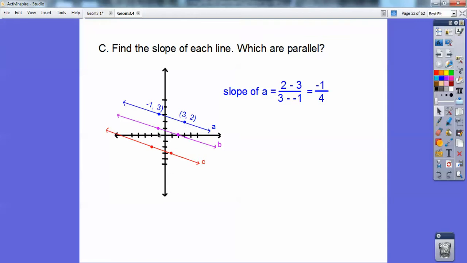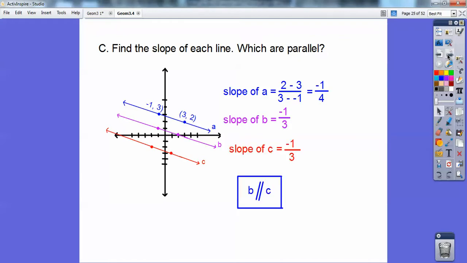I'm going to use that with this one. So this one goes down 1 over 1, 2, 3. So the slope of line B is negative 1/3. Do the same with C. That's also negative 1/3. So the parallel lines are the ones that equal each other. So those guys are equal.